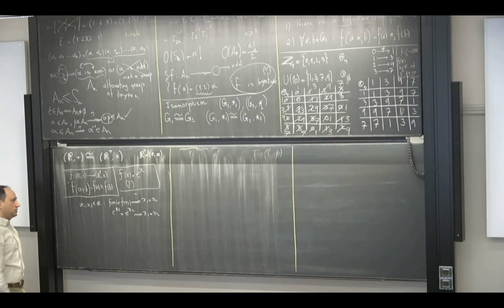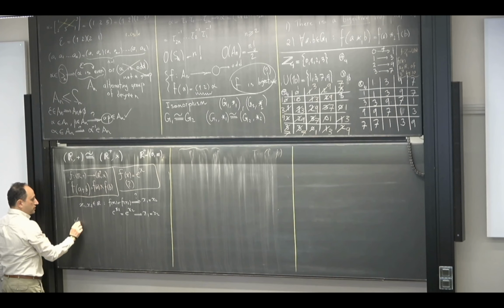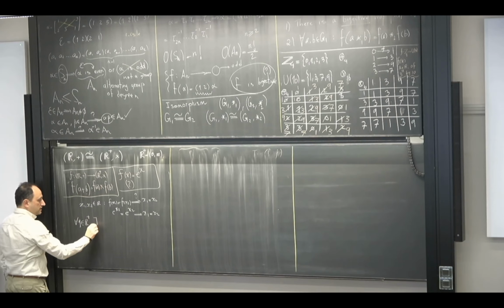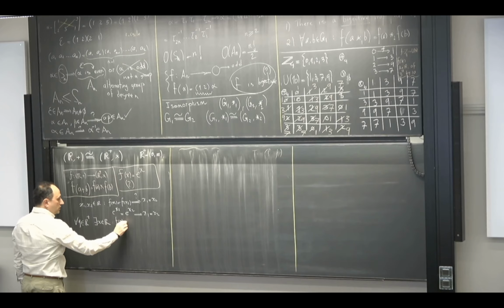So it is injective. Is it surjective? How do I prove surjectivity? I have to show that for any number that I choose on the right-hand side, there exists an element on the left-hand side such that f of x becomes y.